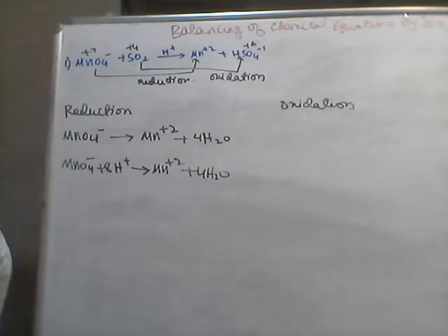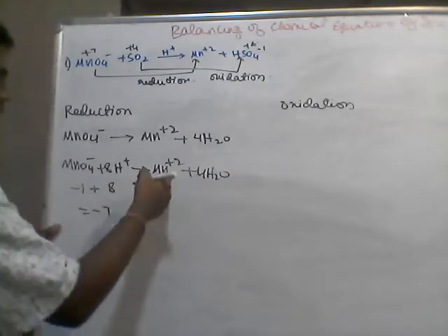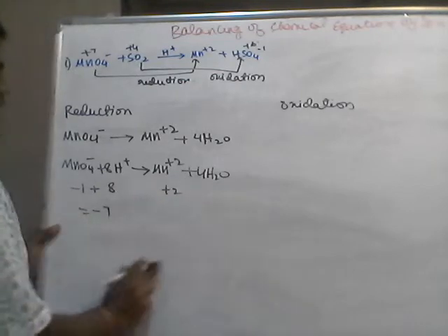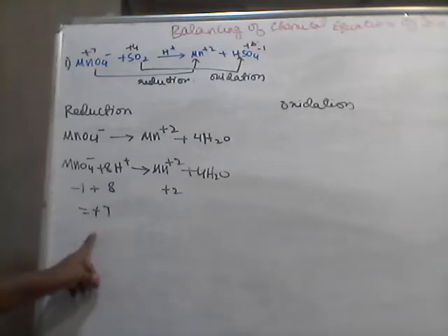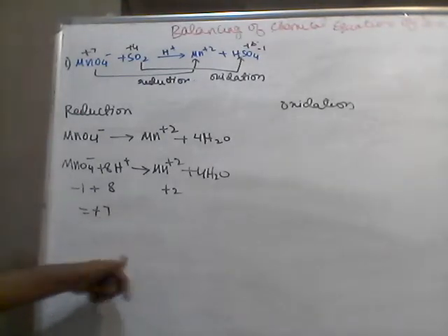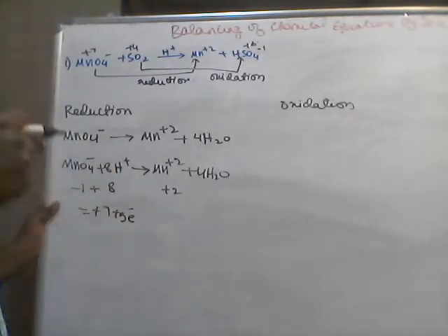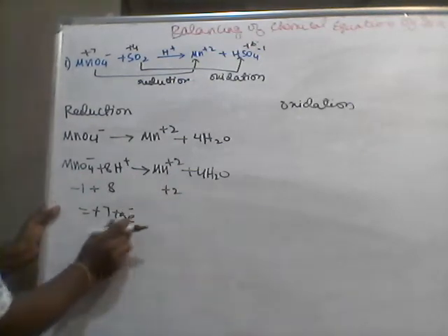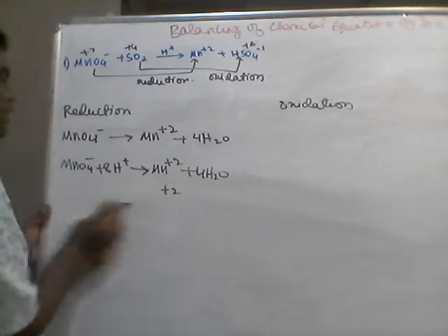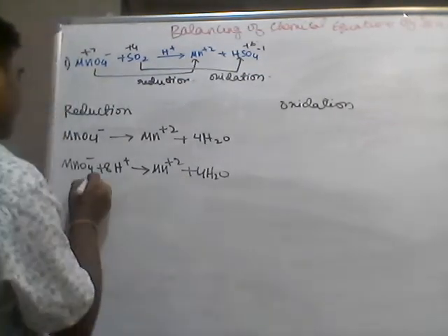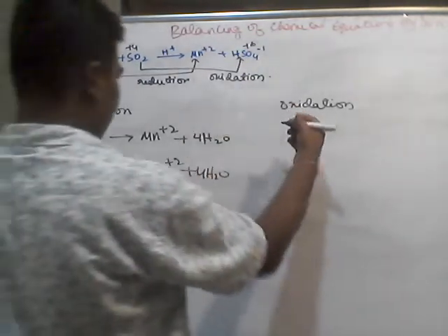Now coming to the charges. Here minus 1 plus 8, how much? Plus 7. Here plus 2. Where will you add electrons? Here this is plus 7, and next plus 2. So where should I add the electrons? Here, if I add 5 electrons, 7 minus 5 will give me 2. 2 will be equal. So 5 electrons are required on the reactant side. So I am adding 5 electrons here. That's it.